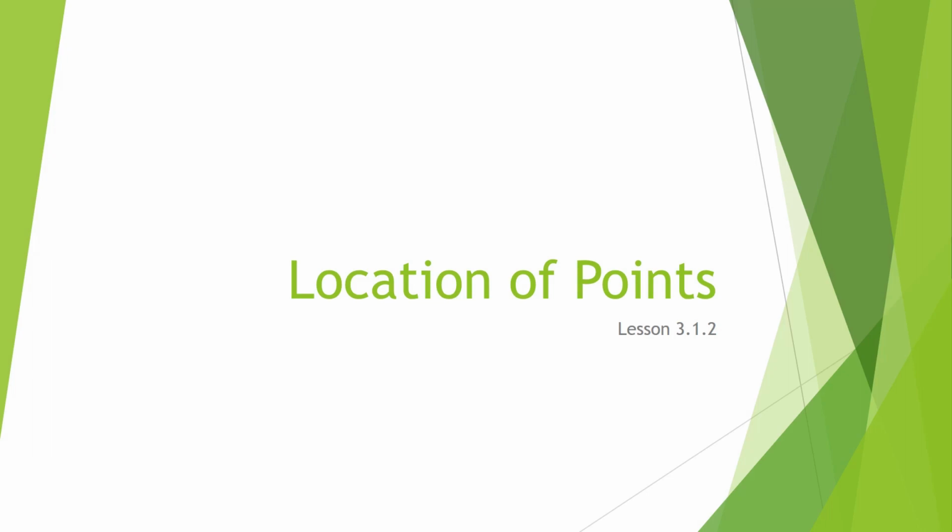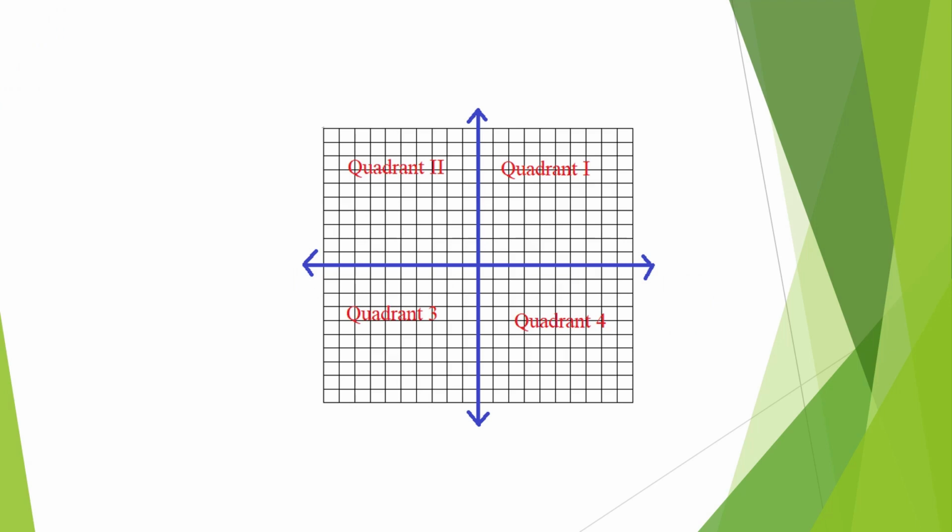Lesson 3.1.2 is about location of points. The Cartesian coordinate plane is divided into 4 quadrants, and these are labeled counterclockwise: quadrant 1, 2, 3, and 4.